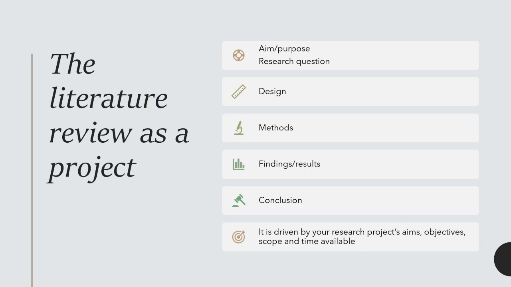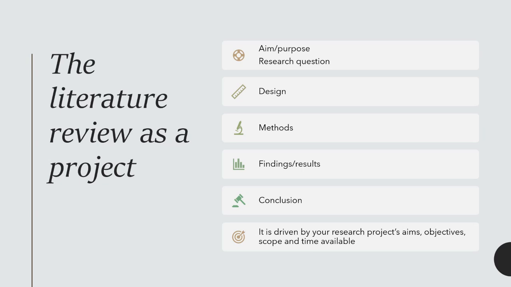So your literature review, it doesn't really matter what type of review you do, your review will have an aim or a purpose. The review will have research questions. You will need to report on the type of review you're doing, so the design, the methods that you used for your review. You will need to write up the findings and the results. And we had a question last week. We had quite a few questions about literature reviews, how to present your findings or your results. We spoke about it a bit last week. It would have a conclusion.